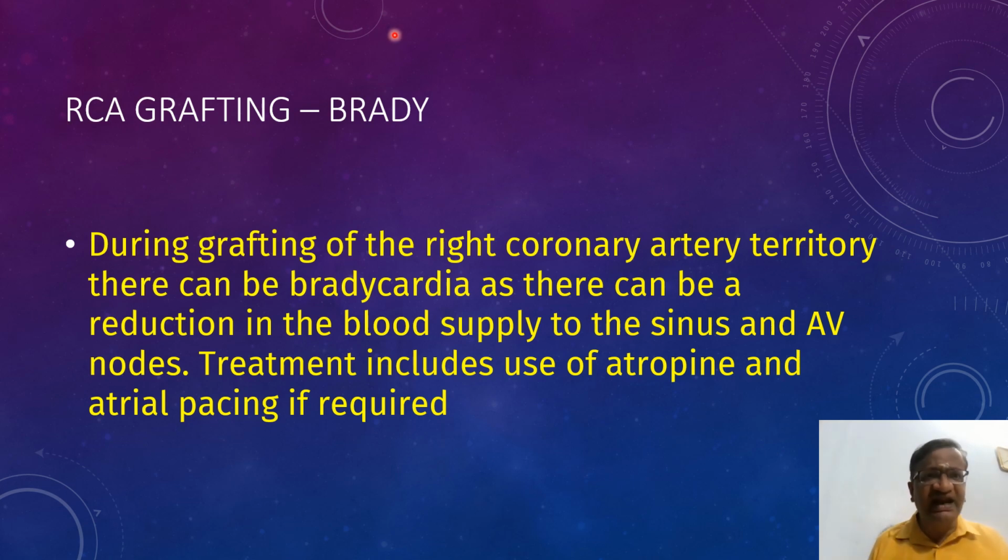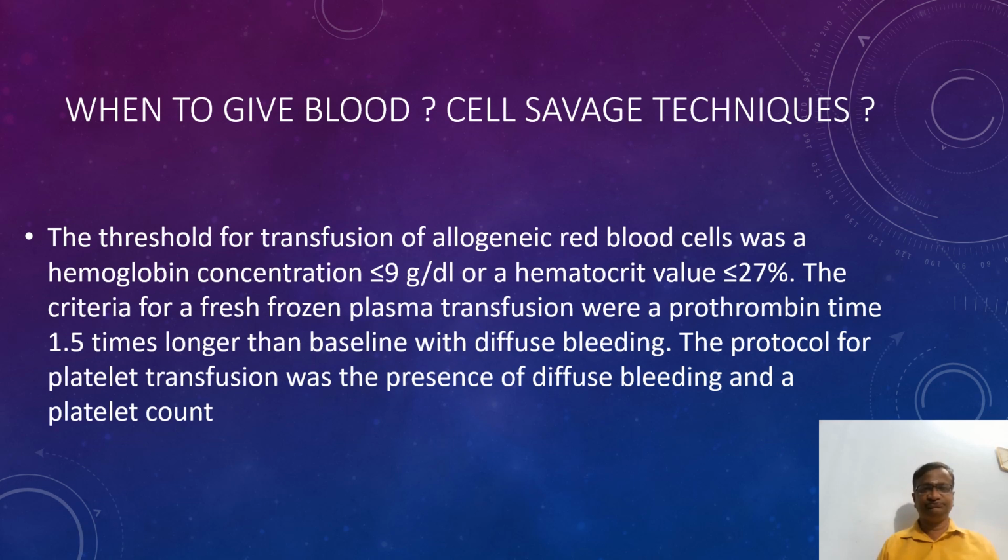Sometimes if we do RCA grafting, we can have bradycardia. So we should have pacing ready. Many times the pacer will be in the anesthesia machine and given to them immediately. So sometimes atropine will help, sometimes pacing will help. Some institutes use cell salvage techniques. So usually around 9 grams hemoglobin or a hematocrit of 27, we can use these things. The criteria for fresh frozen plasma is a prothrombin time INR of 1.5 with diffuse bleeding. Only the PT INR with the diffuse bleeding.